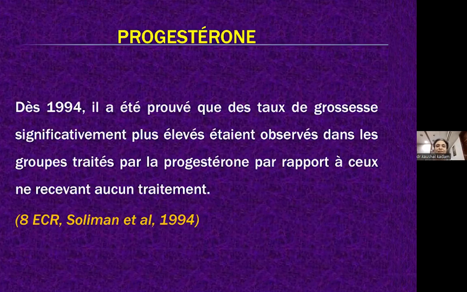Progesterone was discovered as early as 1994, and it was proved that significantly higher pregnancy rates were seen in groups that were treated with progesterone as compared to no treatment. And this was proved in 1994 by Soleiman et al. through 8 randomized controlled trials.